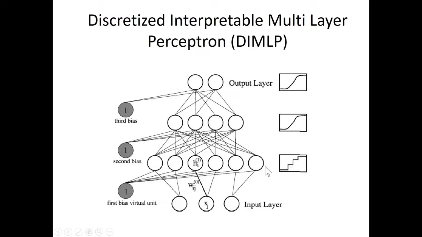Moreover, we have a generalization of the step function here, and this is the staircase activation function. This function approximates the sigmoid function that we have here in the output layer or in the second hidden layer, this sigmoid. And this is particularly useful to know exactly where the hyperplanes are, because of this small number of singularities.